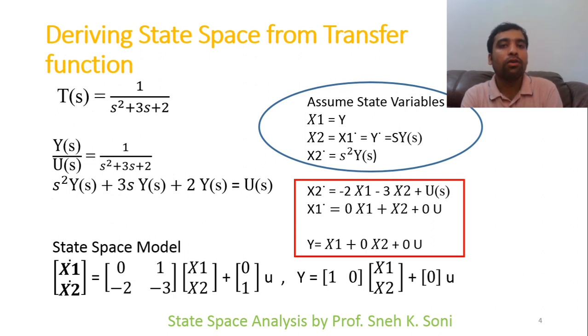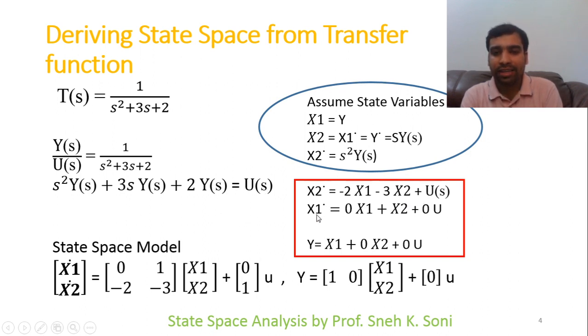In that I only have one term with the dot in the representation. So here I can write x dot plus 3 into x2 plus 2 into y. Y is x1, so plus 2 into y means 2 into x1 equals input u of s. Okay, so if I simplify this, you will have the conversion like this: x dot is equal to, I will take all the terms on the right side, so x dot is equal to minus 2x1 minus 3x2 plus u of s.